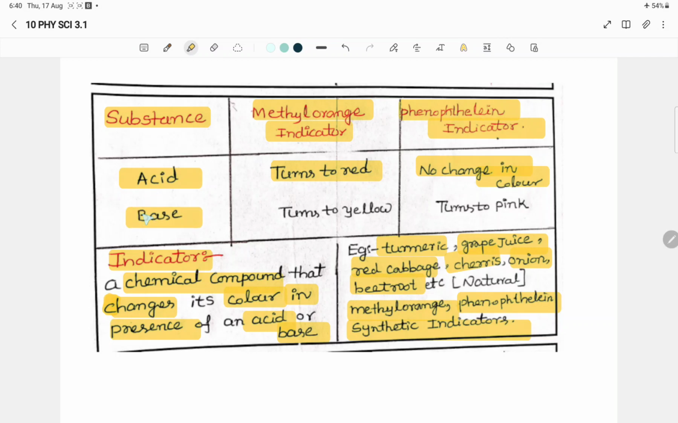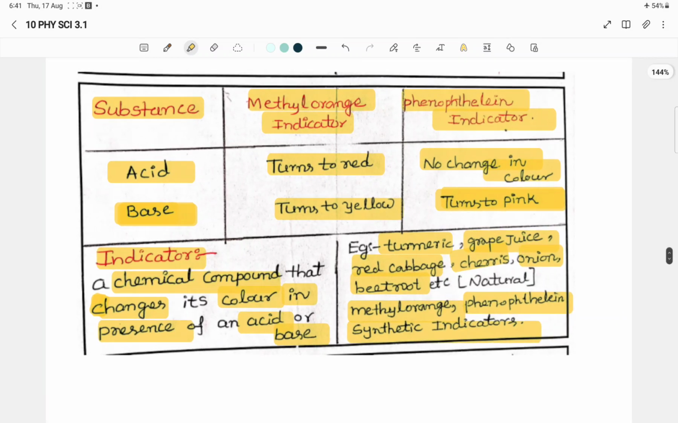When we observe the base, when 2 drops of methyl orange indicator are added to base solution, the base solution turns yellow in color. When phenolphthalein indicator is added to base, the base solution turns pink. Base changes its color in both indicators. Methyl orange turns yellow, phenolphthalein turns pink, whereas acid turns red only in case of methyl orange, and in case of phenolphthalein, no change in color occurs.